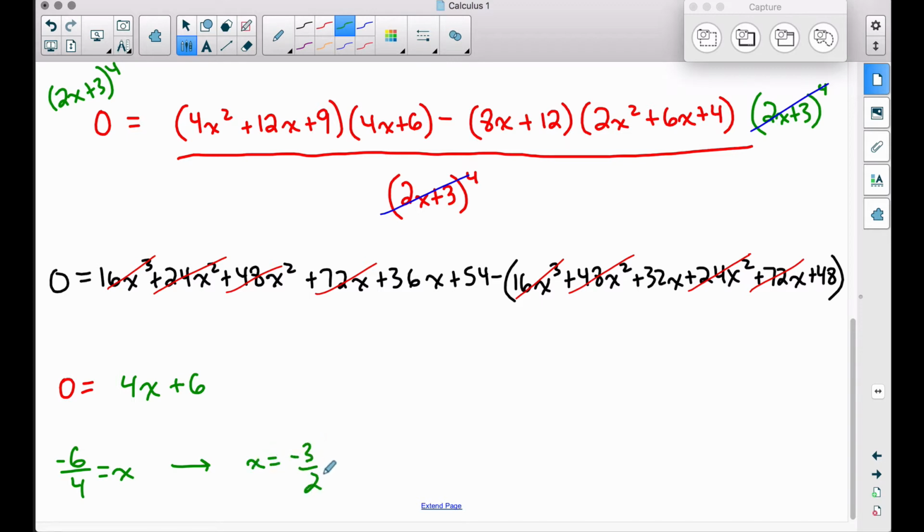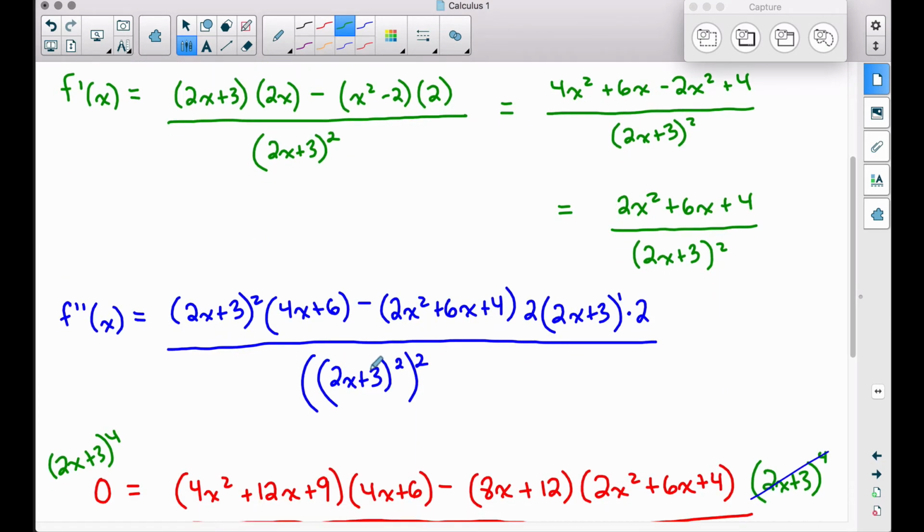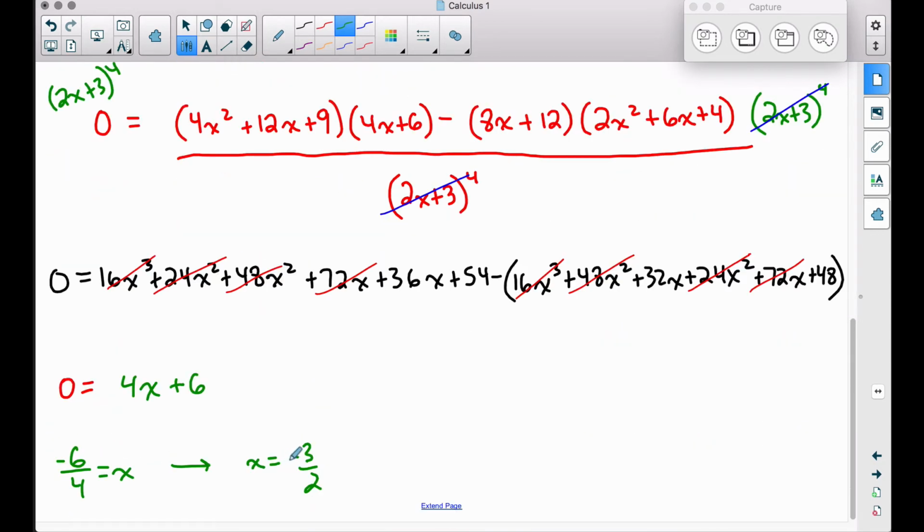All of this work just to get something that we already knew. This does not always happen with rational functions, but in this case it's going to. Negative 3 halves was actually a vertical asymptote of the original function. If you plug in negative 3 halves into the denominator of the original function, if you've watched the previous videos, we have talked about that quite a bit. That's a spot where the function is not defined. It turns out that's a spot where the derivative's not defined. As a matter of fact, it's a spot where the second derivative's not defined. So this is the only value of x that makes our second derivative equal to 0.